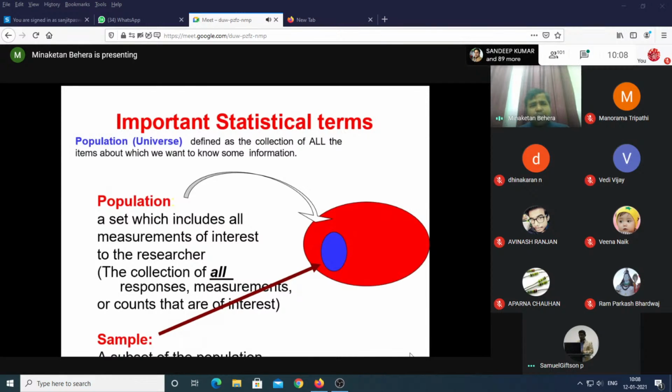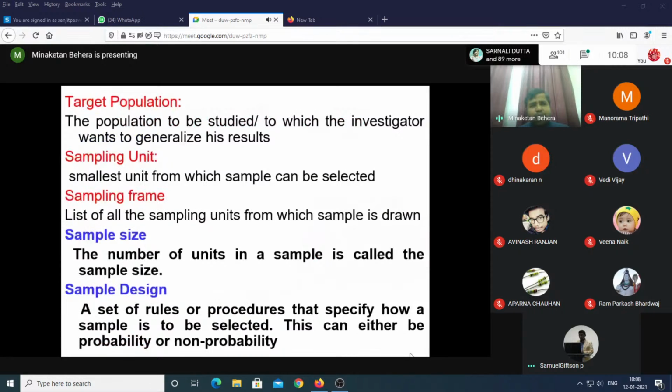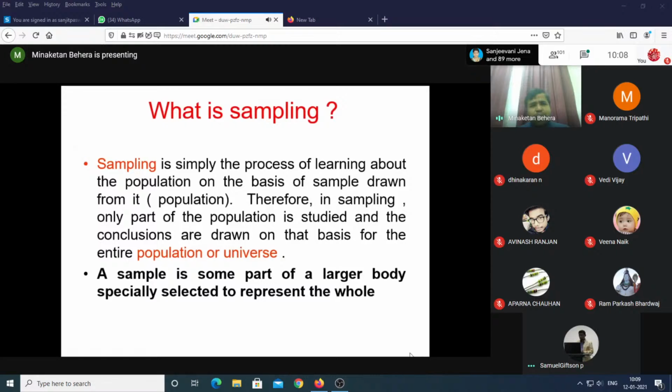Why it is very essential, you just look at it. There are always two questions that people ask: what is your sample size, and what is your sampling method. Whether you have chosen probability sampling or non-probability sampling. You just read it, I have already explained.